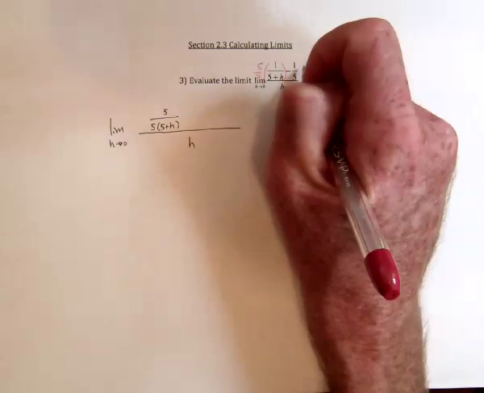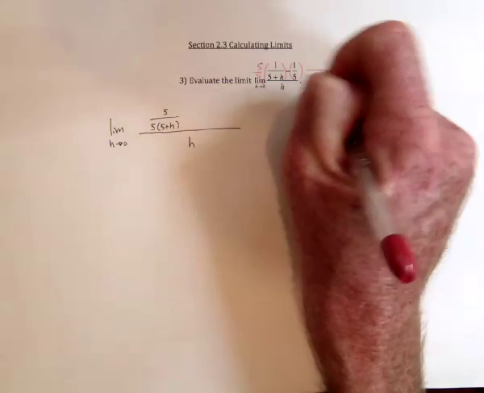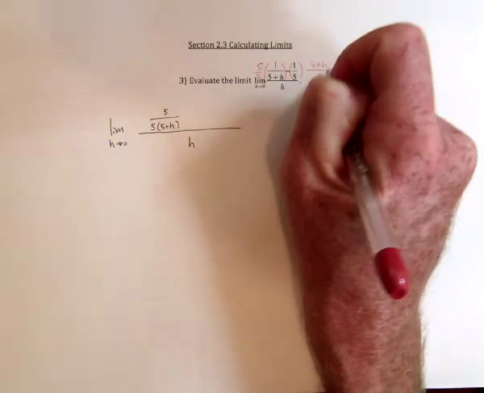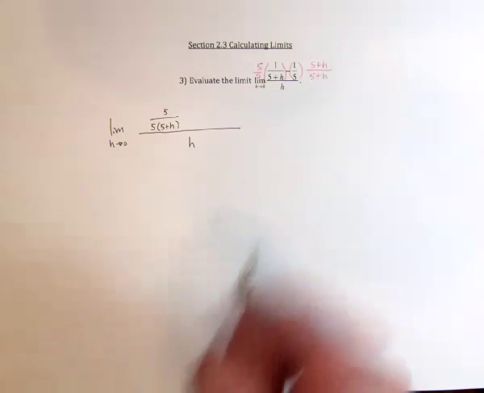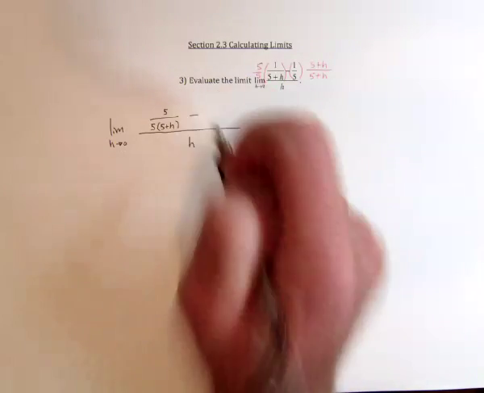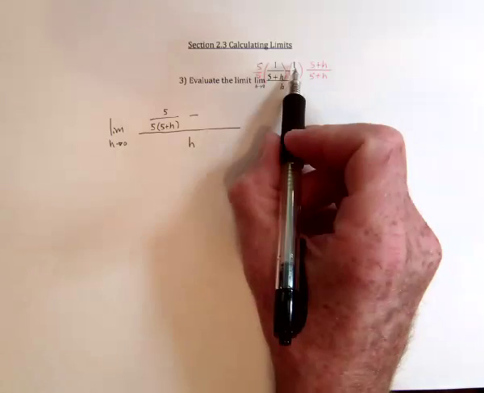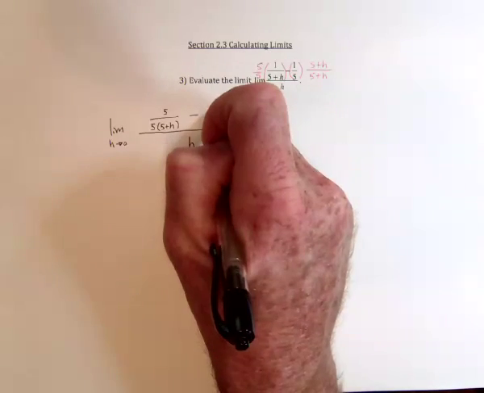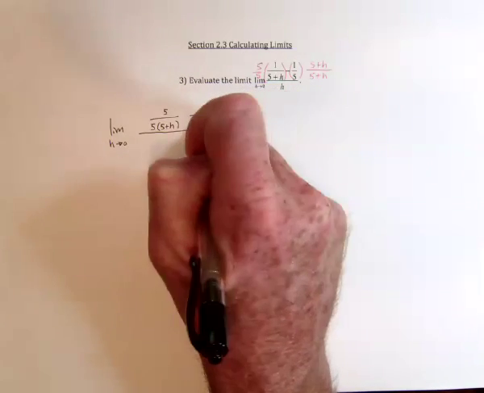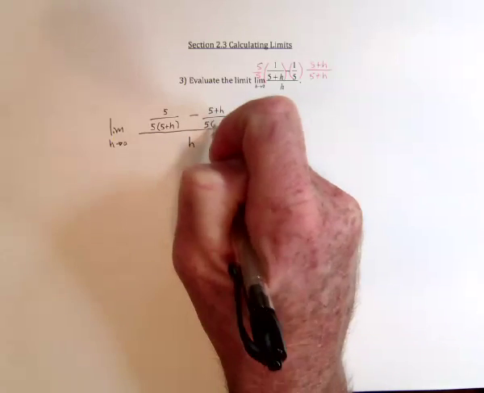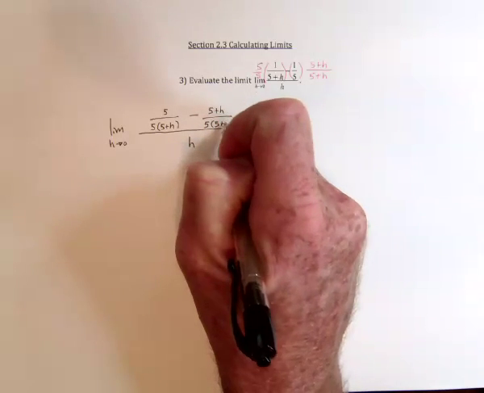Next, this one needs to be multiplied with 5 plus h over 5 plus h. There's subtraction in between. So the numerator is just going to look like a 5 plus h. The denominator is the same as the one on the left.